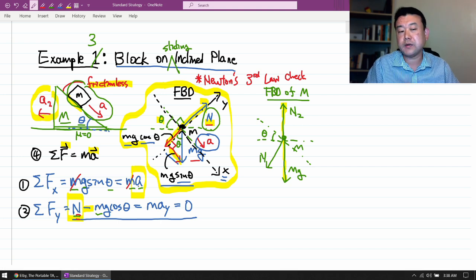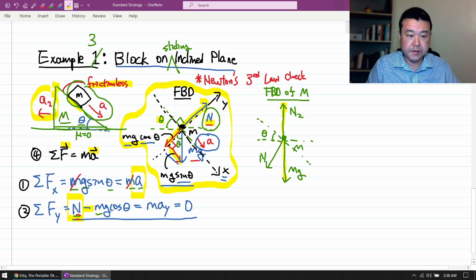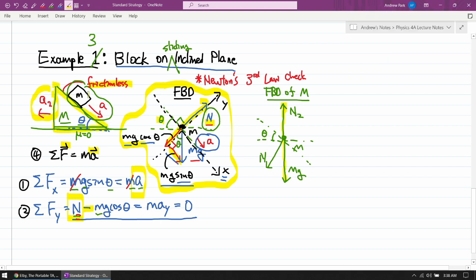And what you have to be careful of is this. If this ramp is able to accelerate to the left, when you consider the acceleration of the small block m, is it still down the incline, as in, will the direction of acceleration of small block m be parallel to this surface here? I hope you find that that's not the case here.